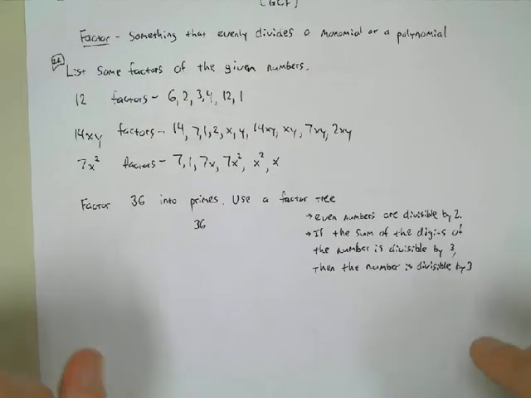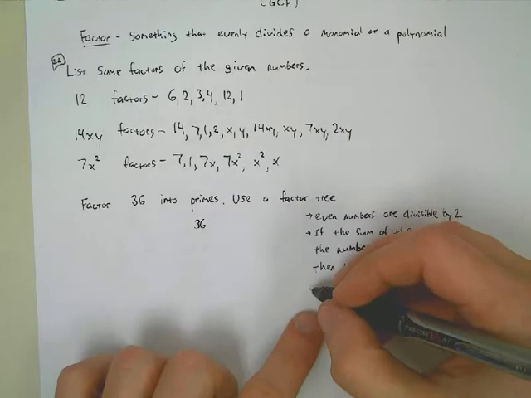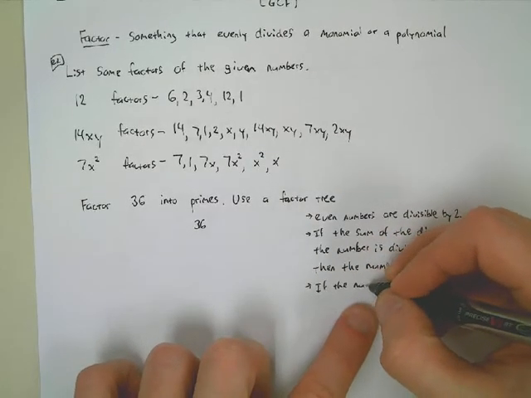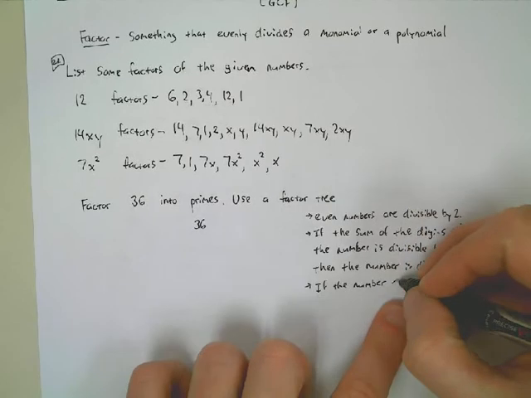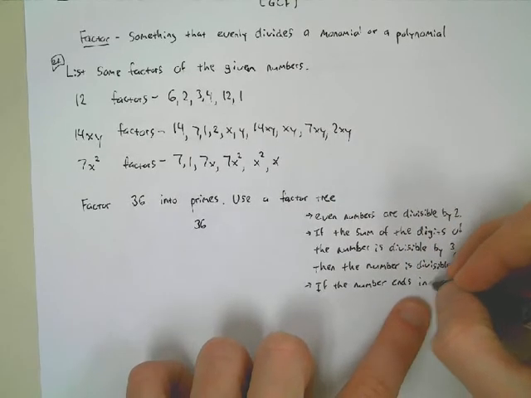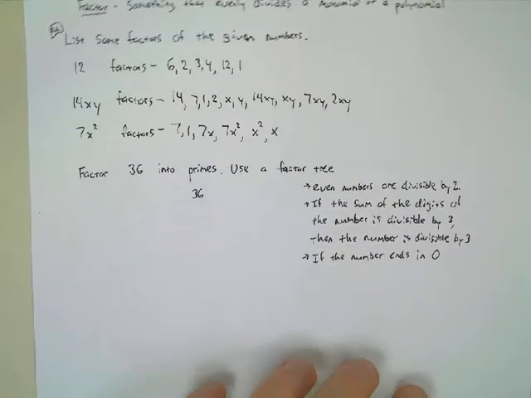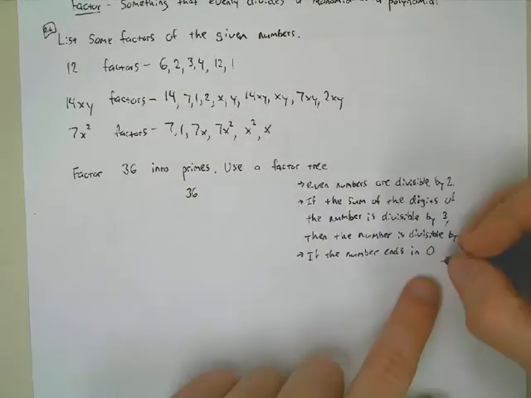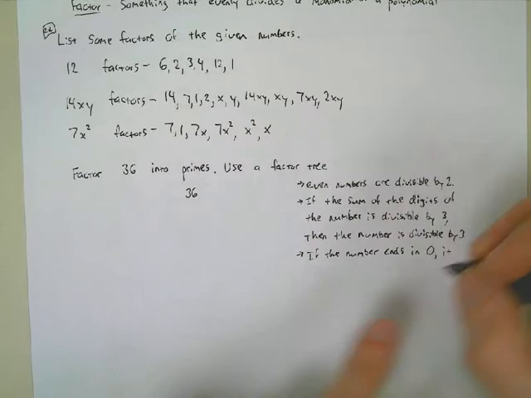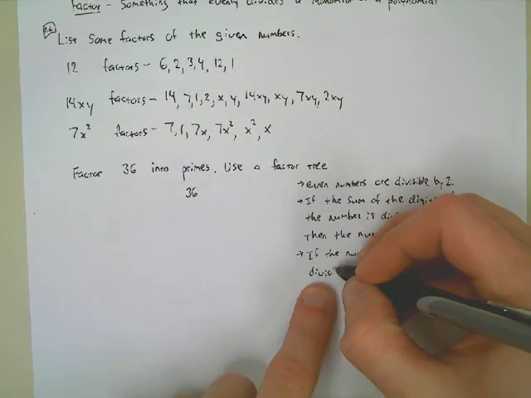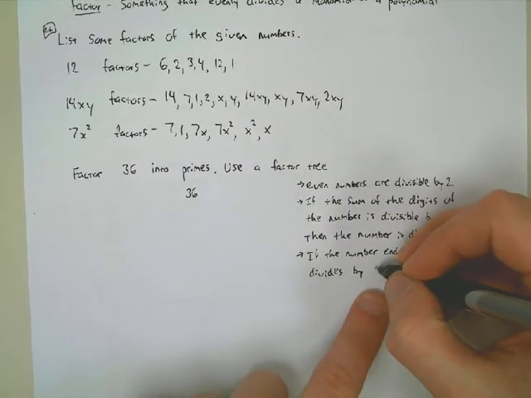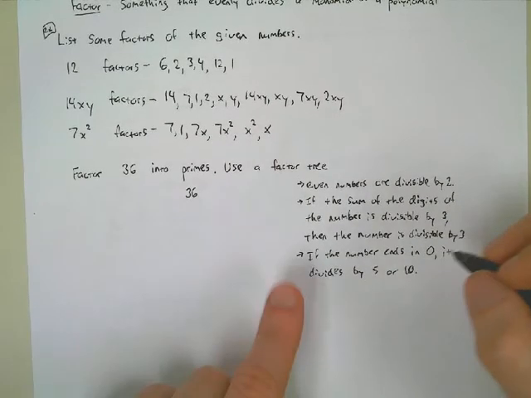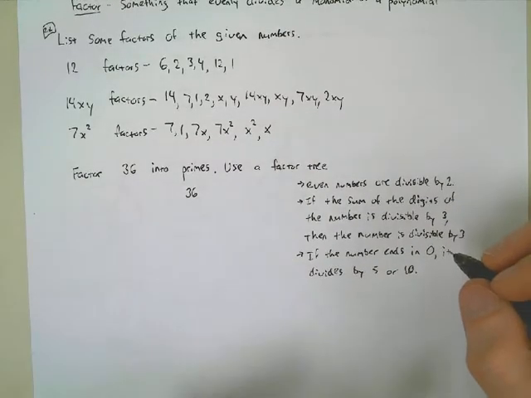Other things, right? If a number ends in a 0, what is it divisible by? 5 actually is one of them, but I'm also thinking 10, right? And then if the number ends in a 5, it's divisible by 5. So those are some things to help you.